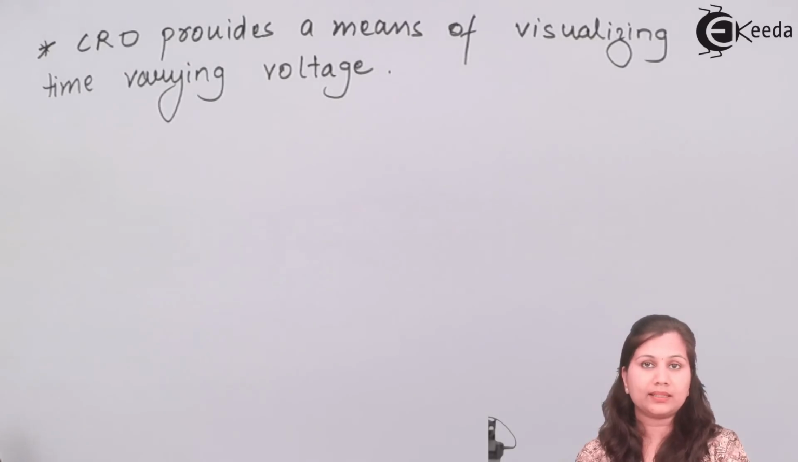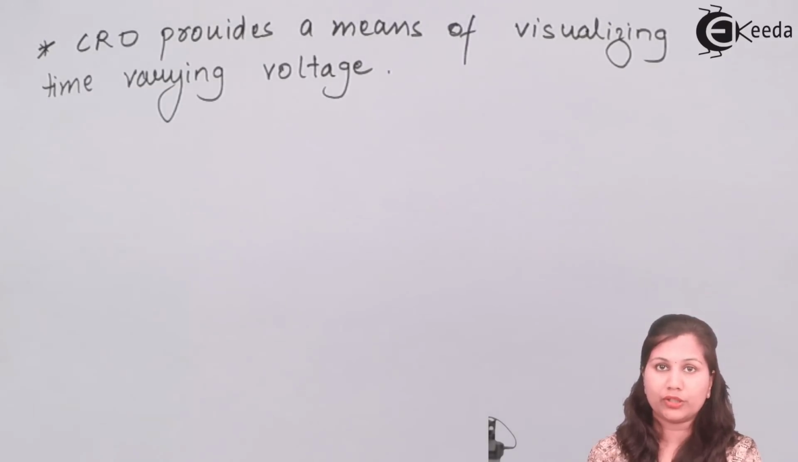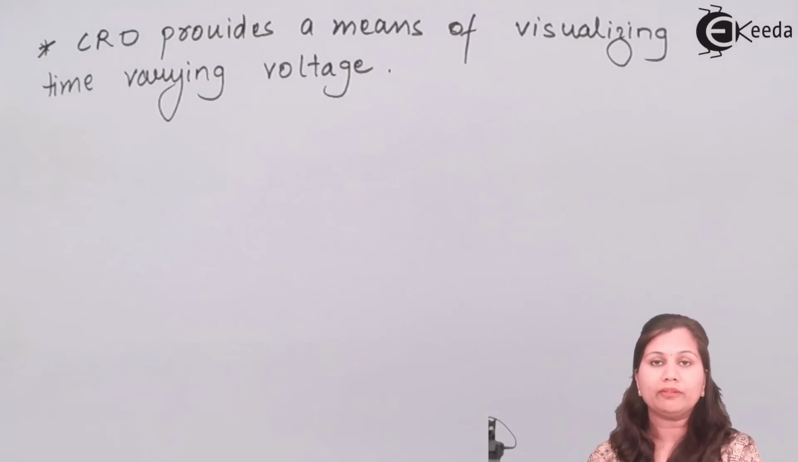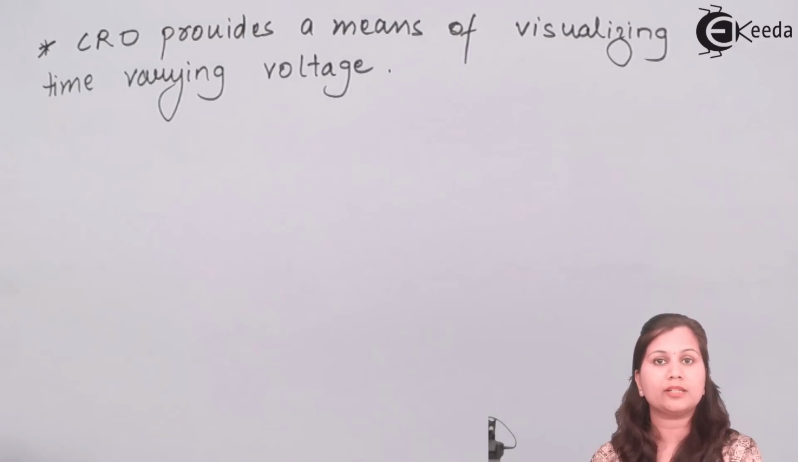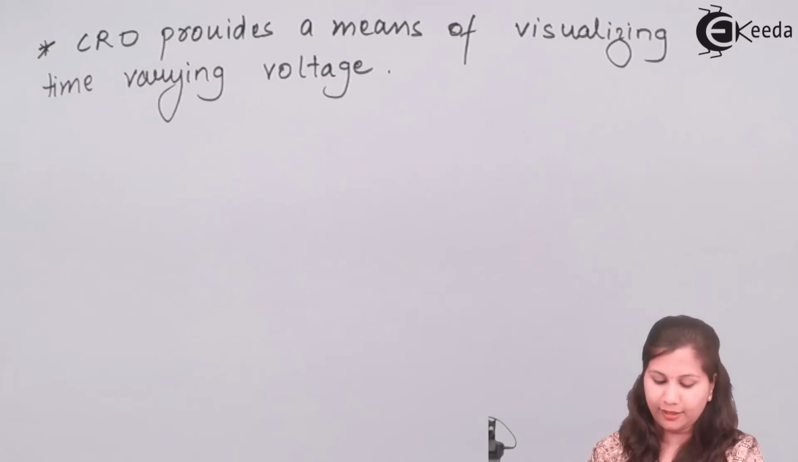Now as we have seen, the CRO basically operates on voltages. We have seen that the horizontal input and the vertical input are both types of voltages. Now if we want the CRO to also operate on current, strain and other variables, what we will do is convert the current, strain and other variables into voltages, and then apply them to the CRO.